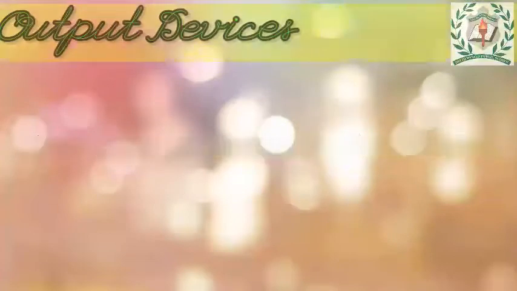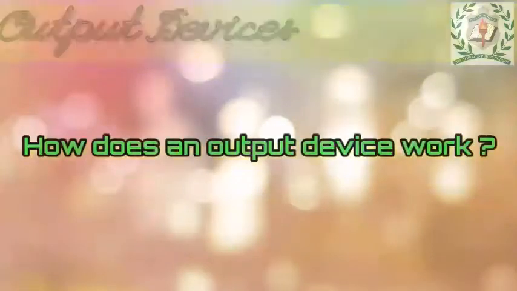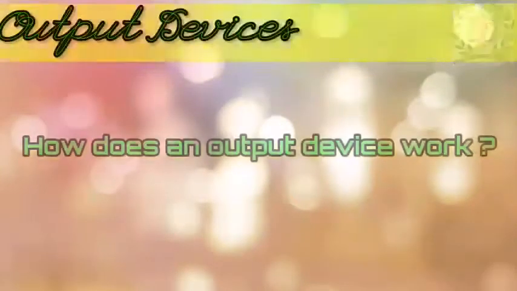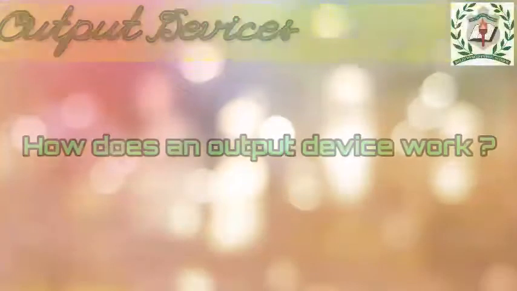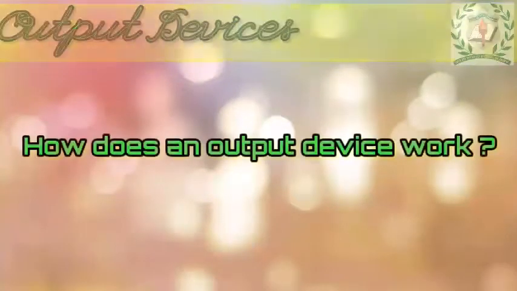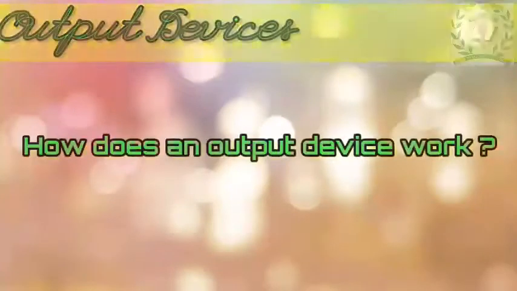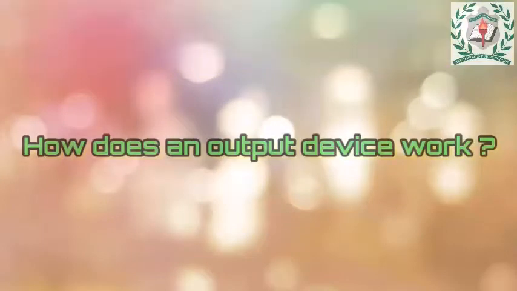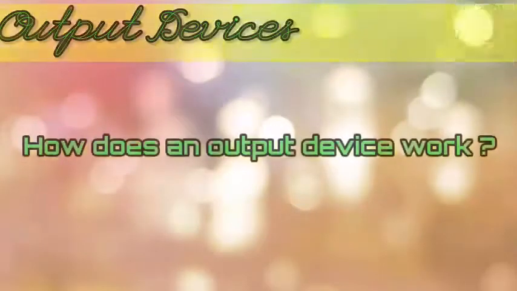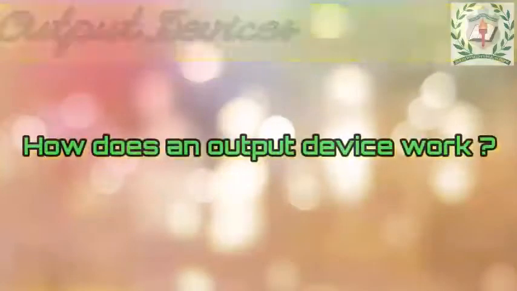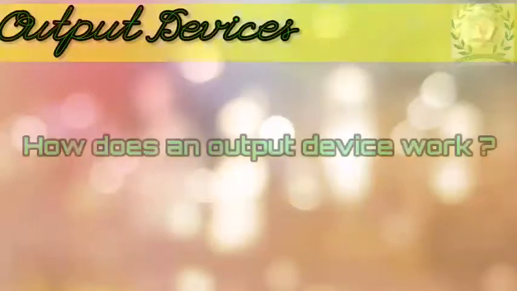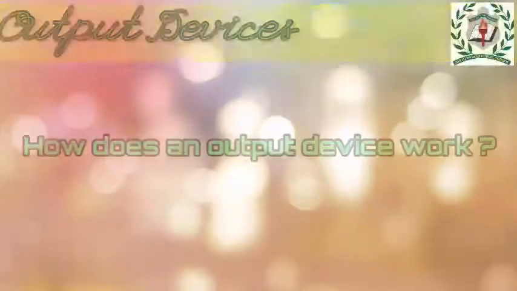Now let's see how an output device works. An output device works by receiving a signal from the computer and using the signal to perform a task to display the output. For example, on a computer, if you type the letter C on the keyboard, it sends the signal to the monitor. The monitor processes that input, and once completed, it displays the letter C on the screen. Clear?